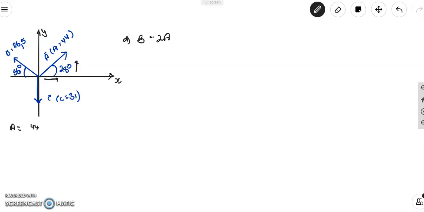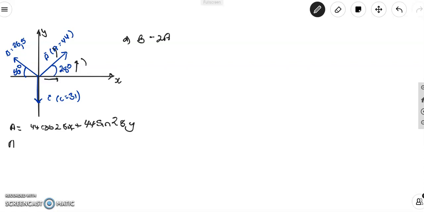Since for the x component it's 44 cos theta, and the theta is 28. And you might ask, why am I saying cos? When you are going towards the angle, you say cos. When you're going away from the angle, that's when you say sine. And then the y component is 44 sine 28, since we're going away from 28. This is your x, and this is your y.